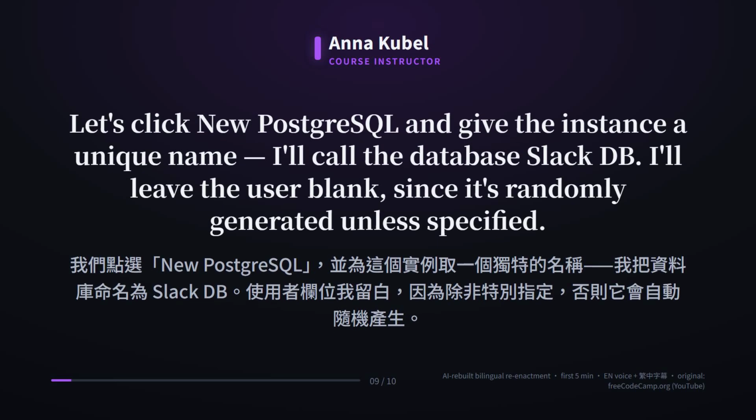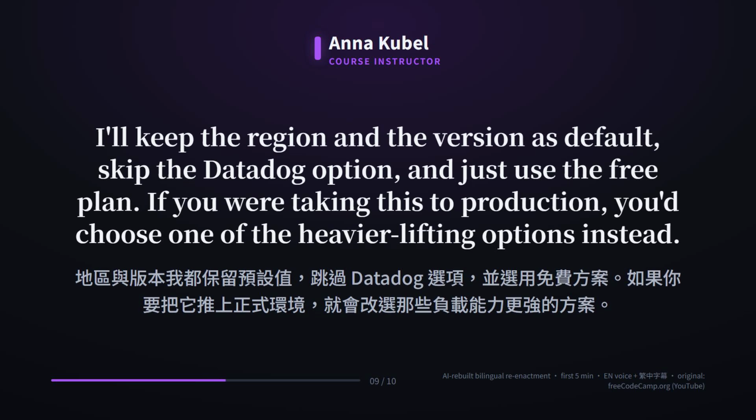Let's click New PostgreSQL and give the instance a unique name. I'll call the database SlackDB. I'll leave the user blank, since it's randomly generated and less specified. I'll keep the region and the version as default, skip the Datadog option, and just use the free plan. If you were taking this to production, you'd choose one of the heavier lifting options instead.